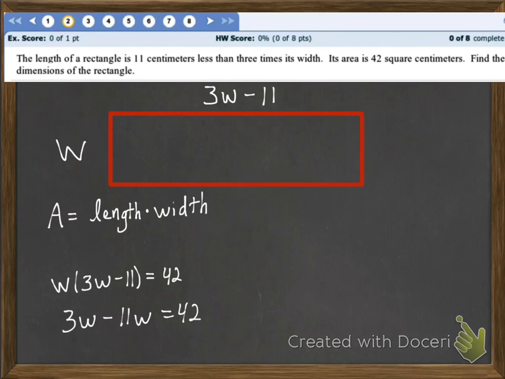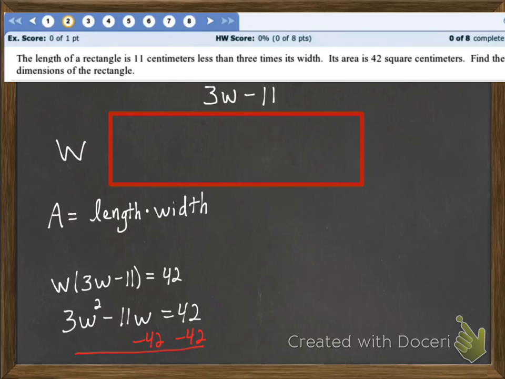And we see that we have a polynomial equation. So to solve this, we're going to want to get the equation equal to 0 and then factor. So to get it equal to 0, the easiest way would be to subtract off the 42 from both sides. Oops, I made a little mistake in my writing. That was 3W squared minus 11W equals 42. Subtract 42 from both sides.